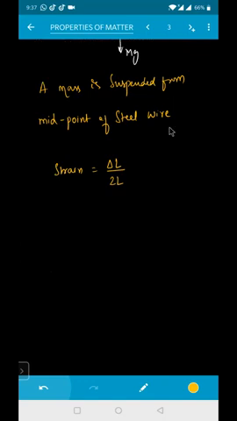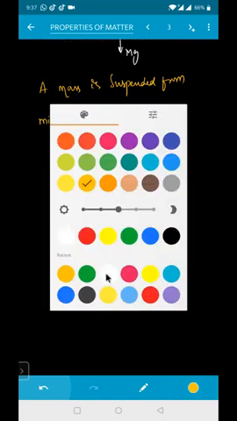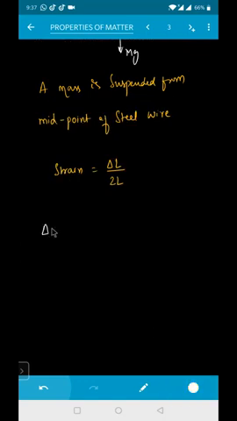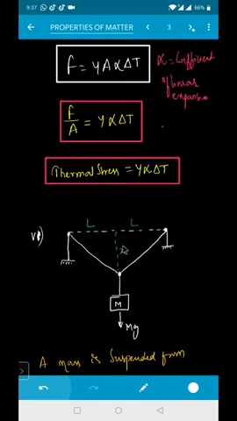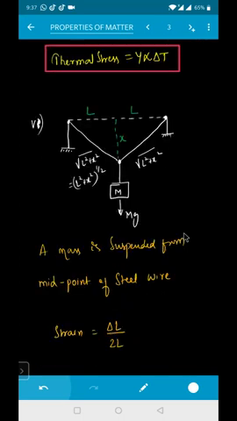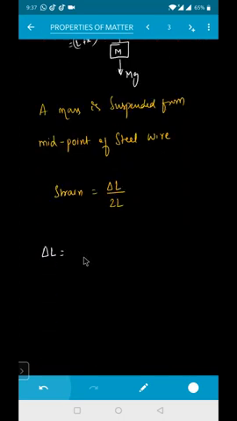Now what is this delta L? We'll try to calculate this delta L. Delta L is nothing but the extension. So delta L will be equal to how much? If this is X, this is L, this will be the square root of L square plus X square, and this is also the square root of L square plus X square, or this can be written as L square plus X square to the power of 1 by 2. Can I write like this? Yes, sir. So it is 2 times.